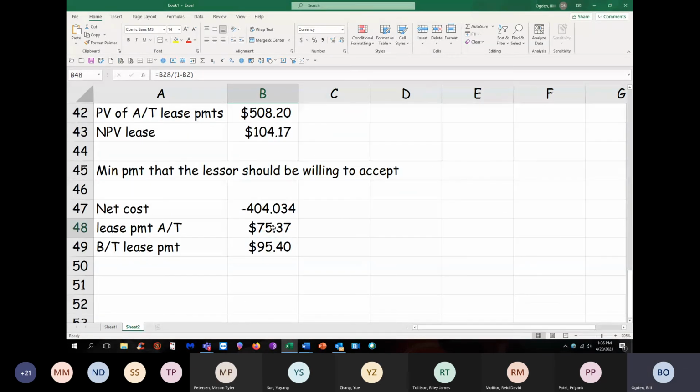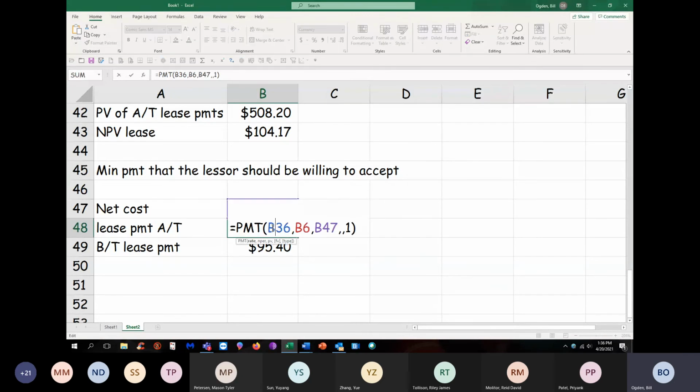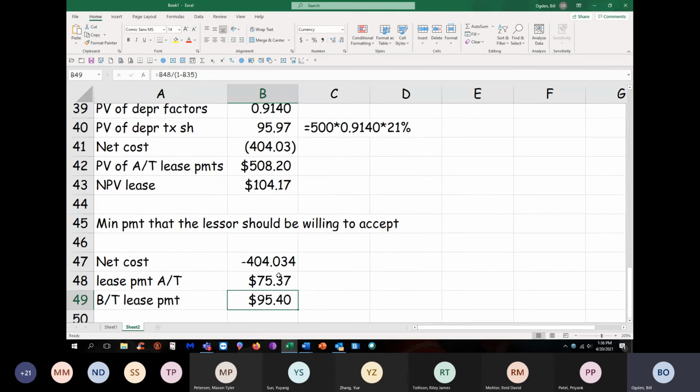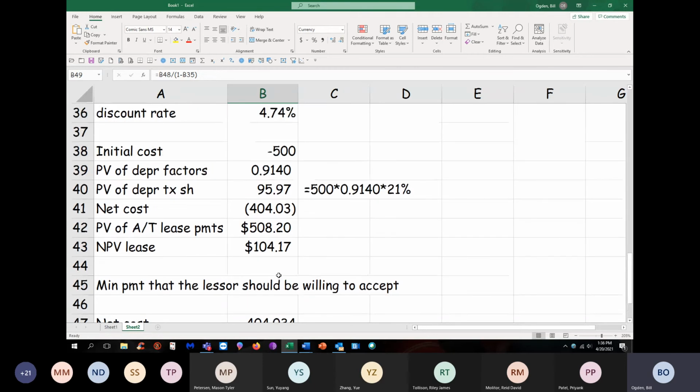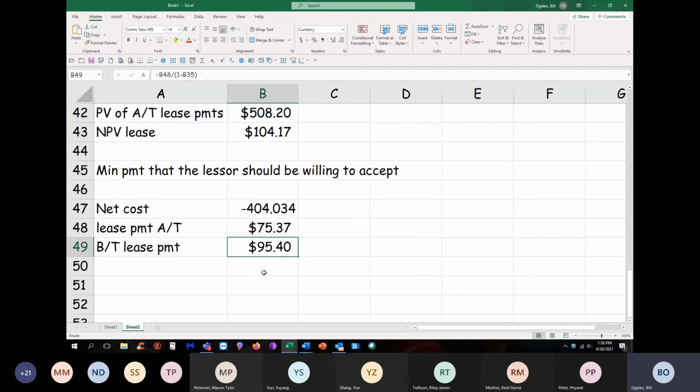Okay, you see here, we found this lease payment, and that's the after-tax payment. I think you can see... No, we can't. Or can we? Let's see, what do we have here? Let me see what I have here. Yeah, we have a way of, well, anyway. This is the break even for the lessor.